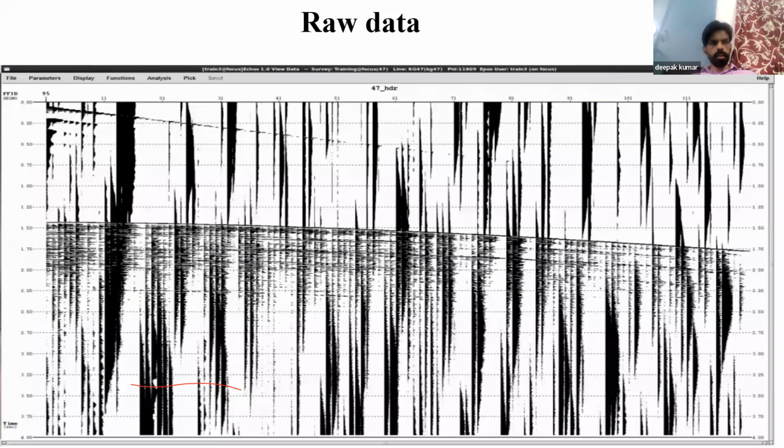So this is the raw data. This is one of the FFIDs. I'm not showing all the FFIDs, just one of them for the processing steps, because otherwise the image will become very small. You can see here this is the raw data, this is the direct arrival, and you can see how noisy the data is. The reflectors are not that prominent in this raw data.